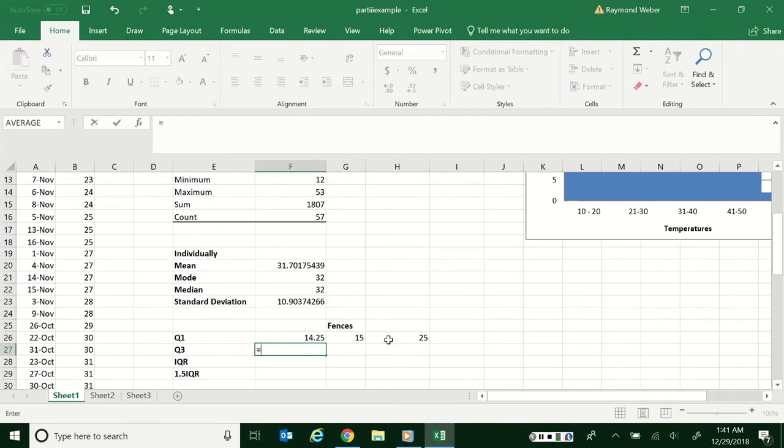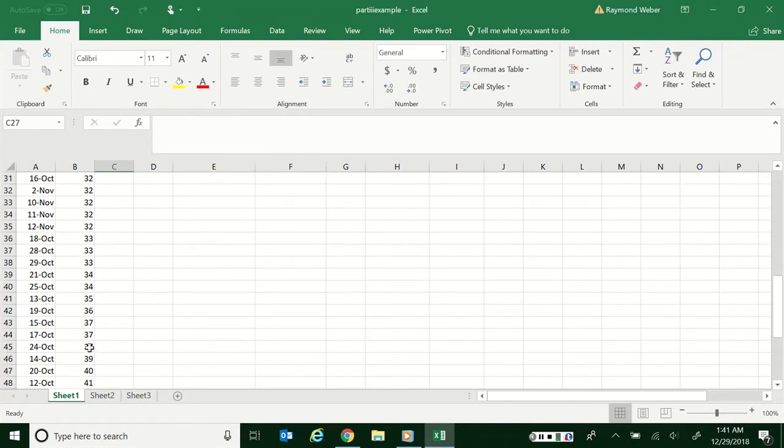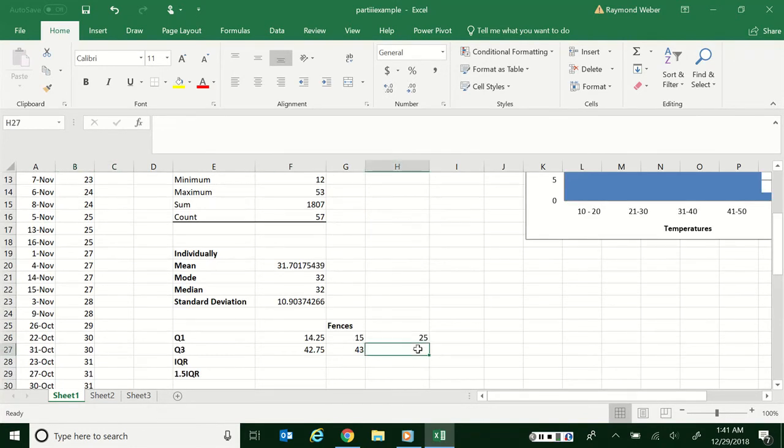And then I do the same thing for the third. So 75% now of my n value, 57. And so this is 43. So that's down here at 45. So 37 is my value. So I have to figure out what number it is in the order of my data. Then I need to find that actual data value.